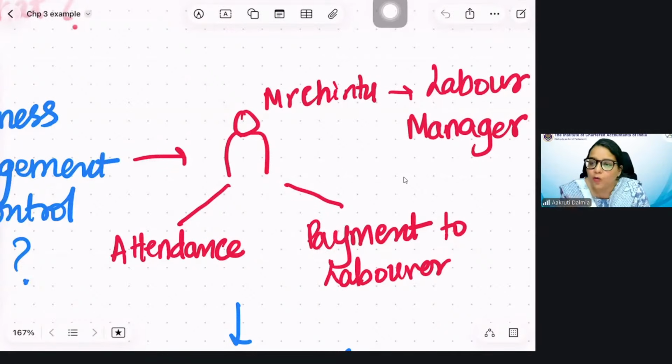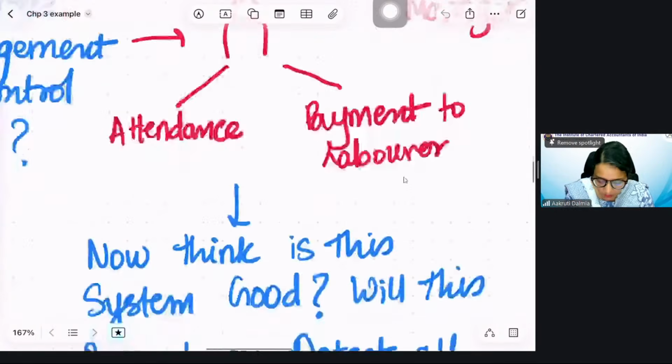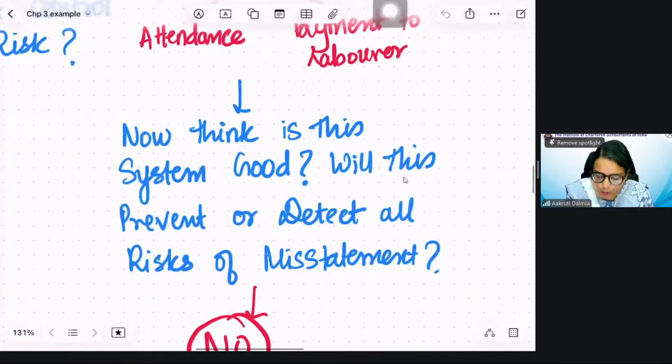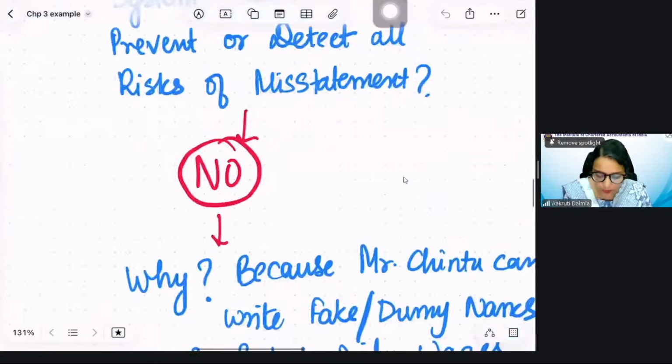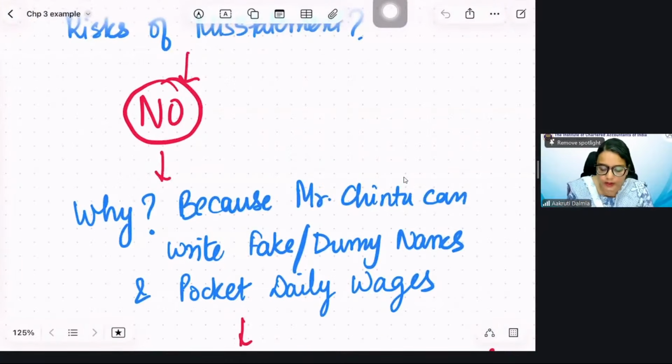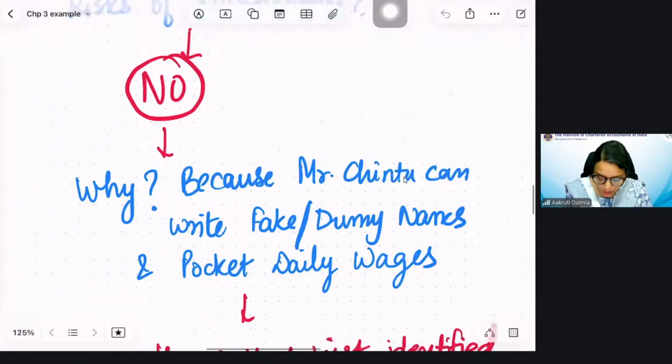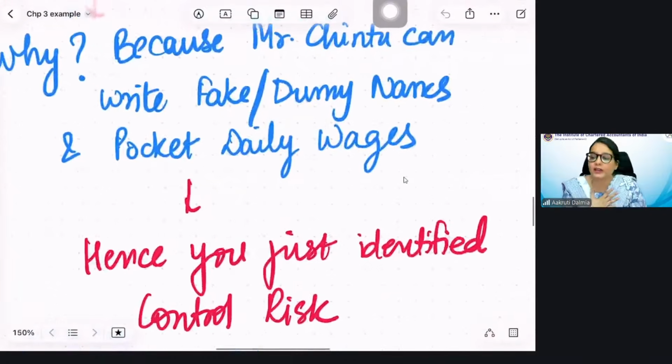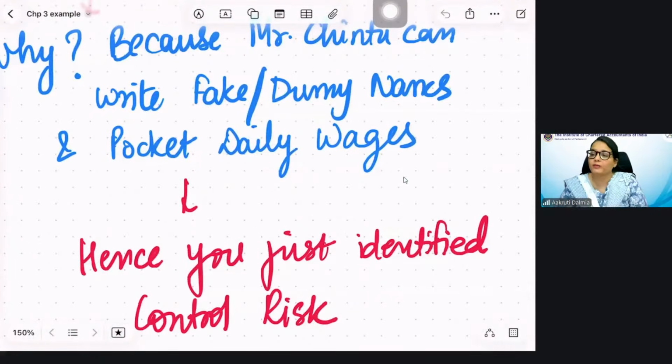So what you have identified right now is, now think, is this system good? Will this prevent and detect all kinds of risk of material misstatement? No. Why? Because Mr. Chintu can write fake or dummy names and put the daily wages in his pocket. He can do fraud to the company and increase the cost of the company. It's called embezzlement of money. So what did you just identify? You identified something called control risk.